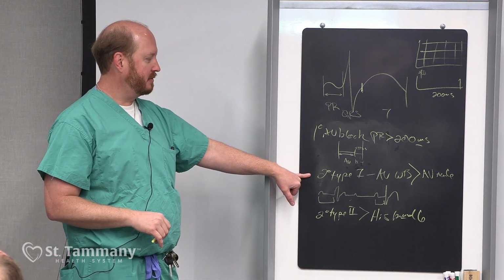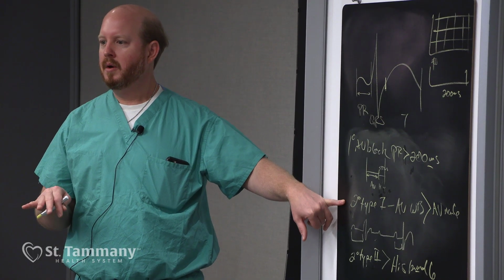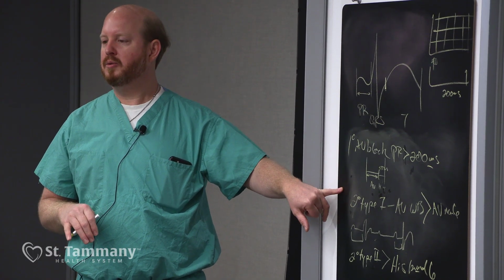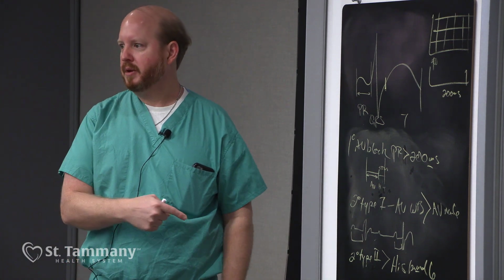Now, if you're symptomatic with second degree type 1, which is kind of tough to figure out because there's usually other stuff going on, the indication, I think, is like a 2B to give a pacemaker. But second degree type 2, that's a pacemaker.